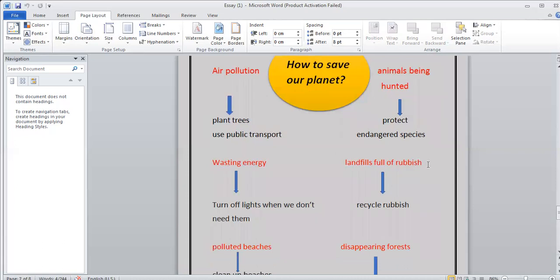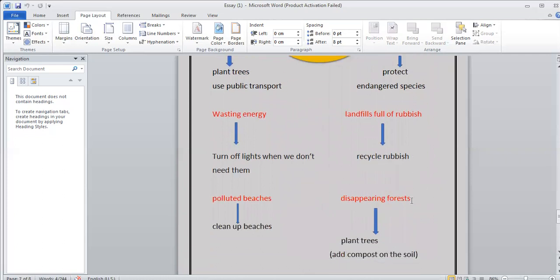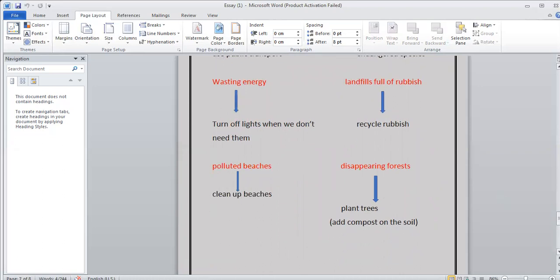Landfills full of rubbish. It means the land where the material is burned. To solve this problem, we could recycle the rubbish. The last one, disappearing forests. We can solve this problem by planting trees. We can add compost on the soil to help plants grow fast.